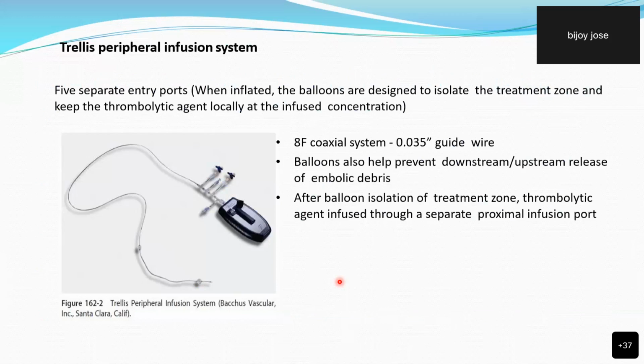The Trellis is a peripheral infusion system with 5 separate entry ports when inflated. The balloons are designed to isolate the treatment zone to keep the thrombolytic agent locally at the infused concentration. It's an 8-French coaxial system that runs on a 0.35 guide wire. The balloons also help to prevent the downstream or upstream release of embolic debris. After balloon isolation of the treatment zone, the thrombolytic agent is infused through a separate proximal infusion port.